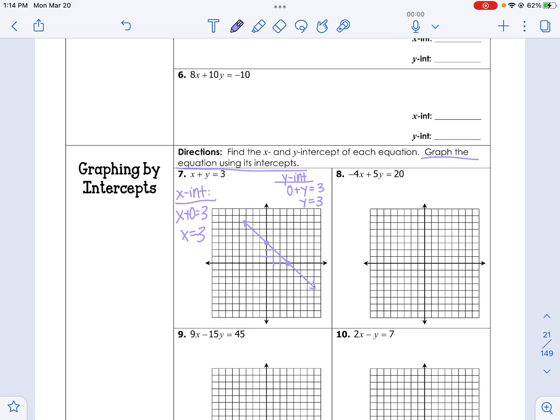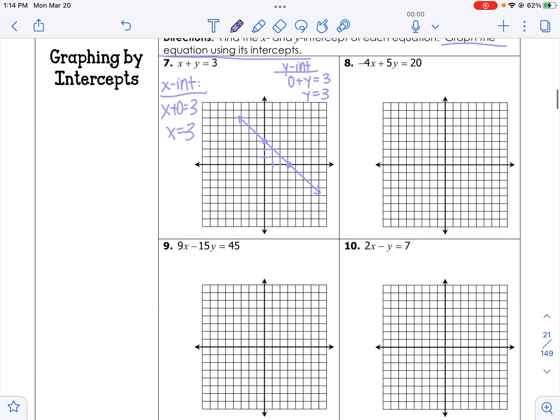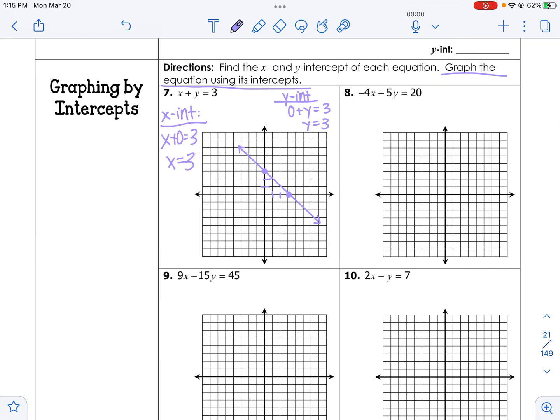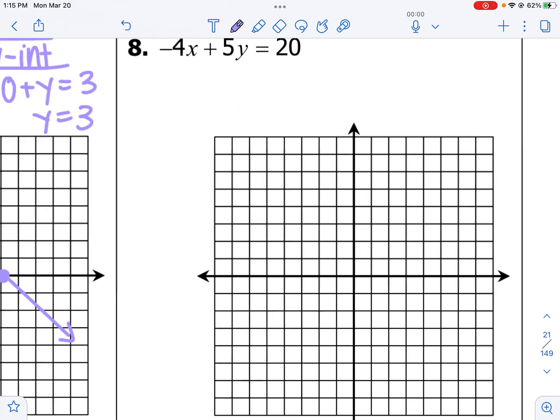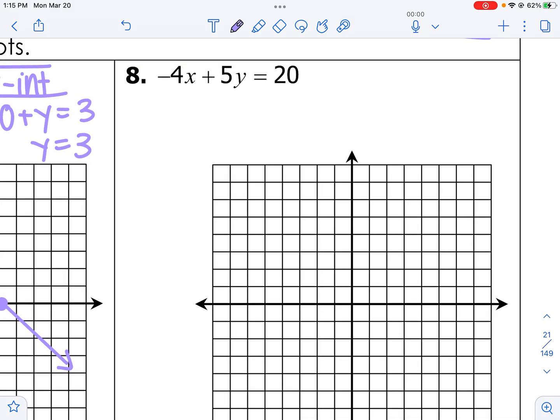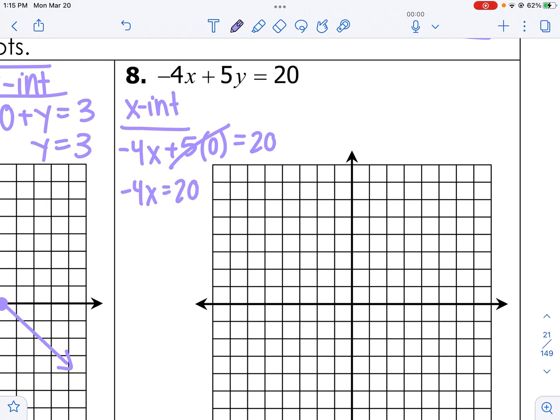Go ahead and pause this and try just number 8, and come back and check your answer when you're ready. Welcome back. For number 8, we are going to substitute in again. For the x-intercept, I'm substituting 0 for y, meaning negative 4x plus 5 times 0 equals 20. That's just going to leave me with negative 4x equals 20. Divide both sides by negative 4, and then x equals negative 5. 1, 2, 3, 4, 5.